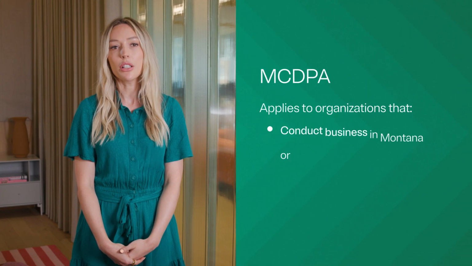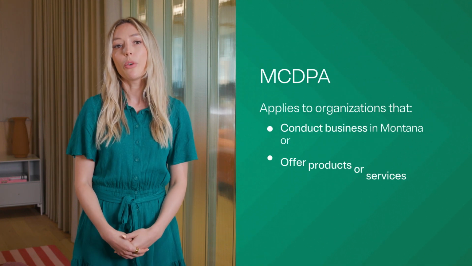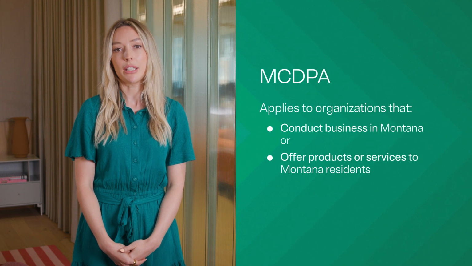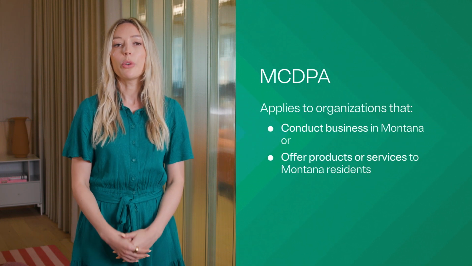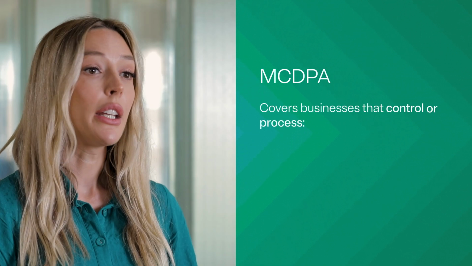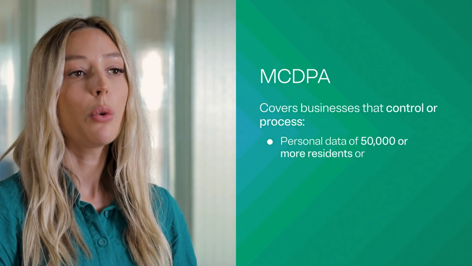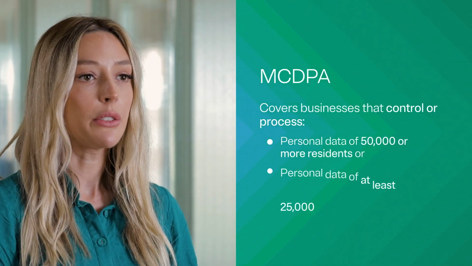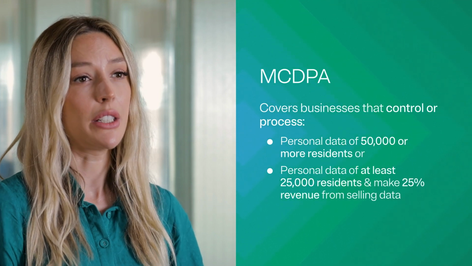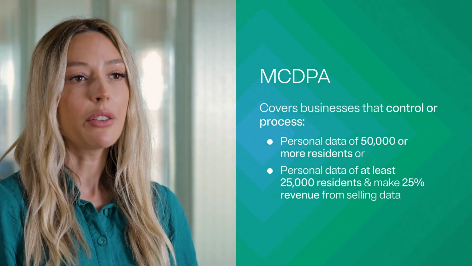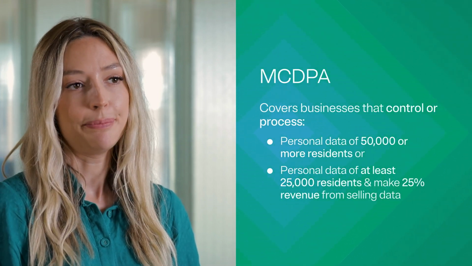First, let's look at the scope of application. The MCDPA applies to organisations that either conduct business in Montana or offer products or services to Montana residents, as long as they meet one of the following criteria. They control or process the personal data of 50,000 or more residents, or they control or process the personal data of at least 25,000 residents and make 25% of their revenue from selling data.